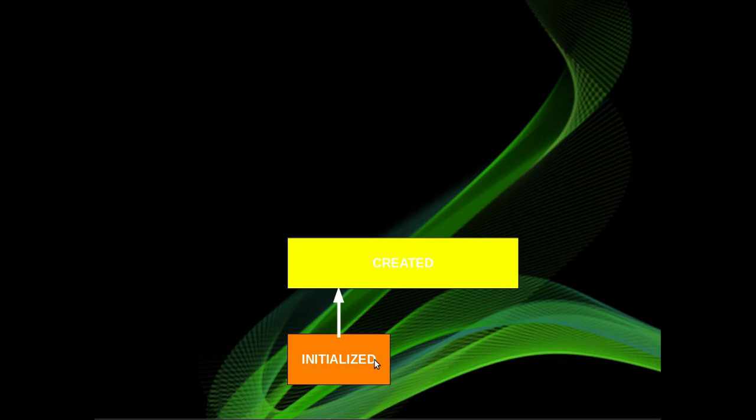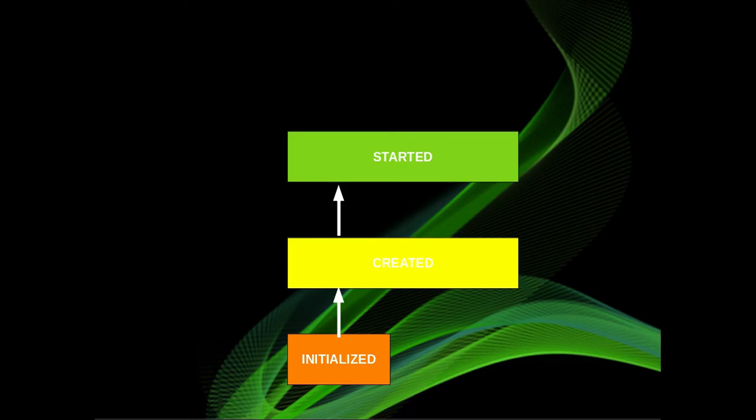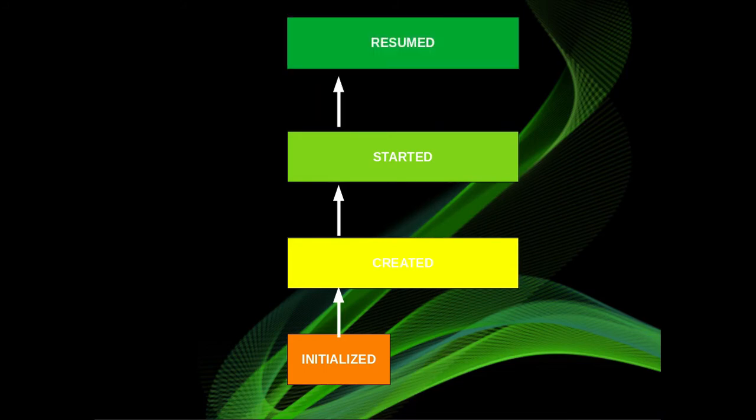As you can see here, we start from the initialized state, then we go to the created state, and after that we go to the started state, then the activity goes to the resumed state. After this it can drop until it's destroyed. Now let's see this inside Android Studio, and how these methods can be used.